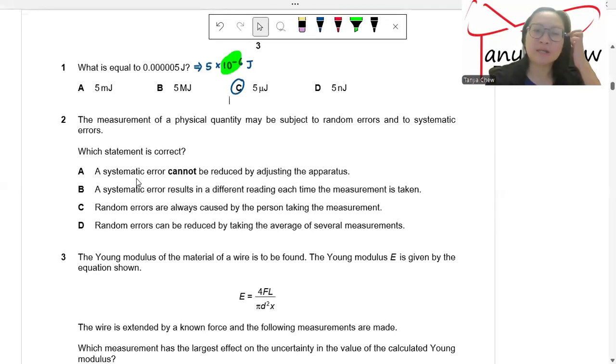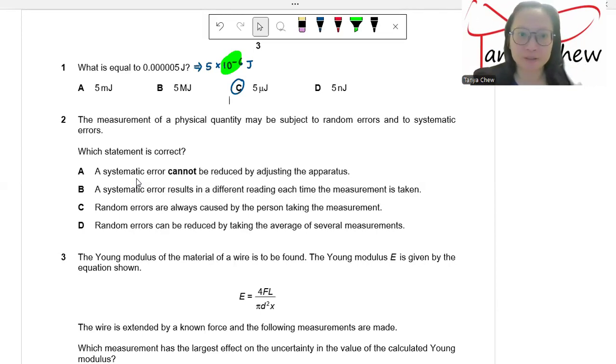The second question: the measurement of a physical quantity may be subject to random errors and to systematic errors. Which statement is correct, the true one? Let us look at A. A systematic error cannot be reduced by adjusting the apparatus. Actually, a systematic error can be eliminated by adjusting the apparatus, right?